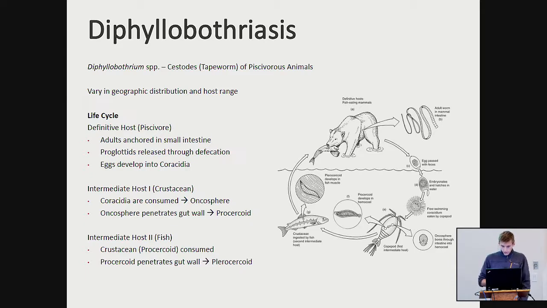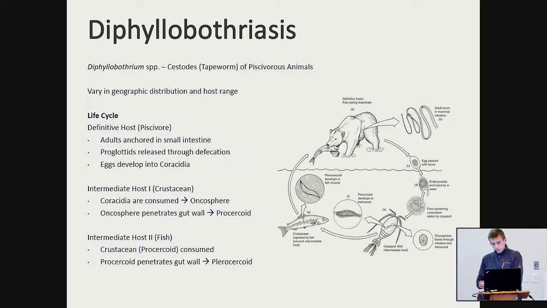The adult worm lives within the small intestine, attached to the mucosa, and as it grows, it releases proglottids, these little segments that pretty much are just reproductive factories. They produce eggs. They're shed into the environment through defecation, and then the eggs release coracidia, which are these little ciliated larvae. The larvae are picked up by crustaceans, that being the first intermediate host, where they develop into a procercoid, which is the infective stage to the second intermediate host, which is usually a fish.